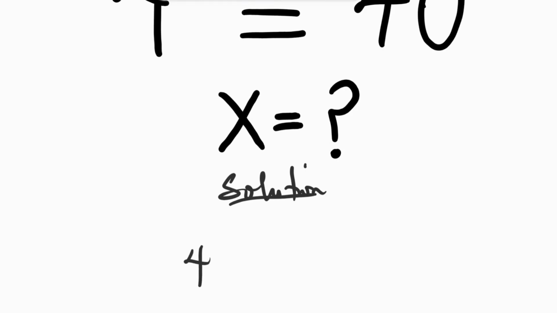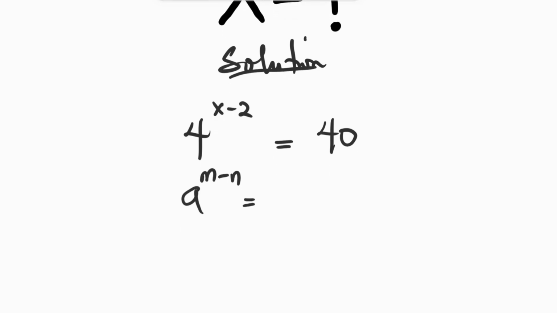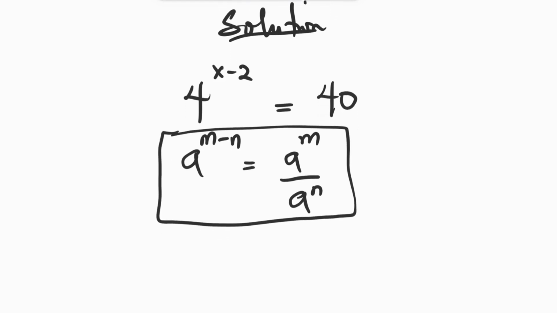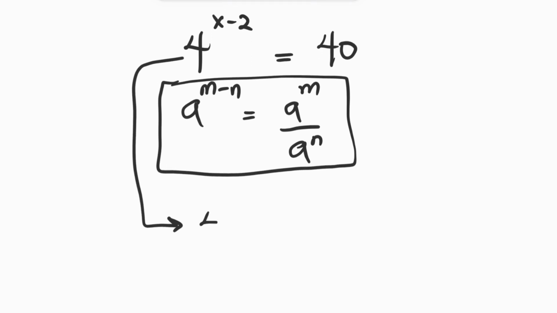So we have 4 raised to power x minus 2 equals 40. Now, to find the value of x, we need to first of all consider the law of indices that states that when we have a raised to power m minus n, it is the same thing as a raised to power m divided by a raised to power n. Now this rule we're going to apply to the left hand side of our equation, which now becomes 4 raised to power x divided by 4 raised to power 2 equals 40.